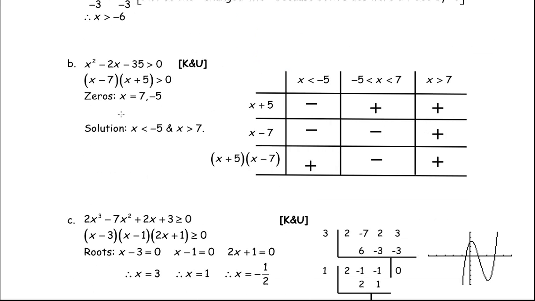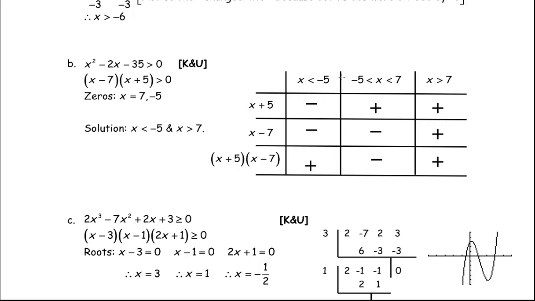For b, we have a quadratic one. The method I'm going to show you is one where you find the roots and then check the signs. We're looking for where this is greater than 0. So if you factor x squared minus 2x minus 35, look for two numbers that add to negative 2 and multiply to negative 35. That would be negative 7 and 5. So if you set each of these to 0, this graph would actually have zeros at 7 and negative 5. So it divides the number line into 3 intervals: below negative 5, between negative 5 and 7, and above 7.